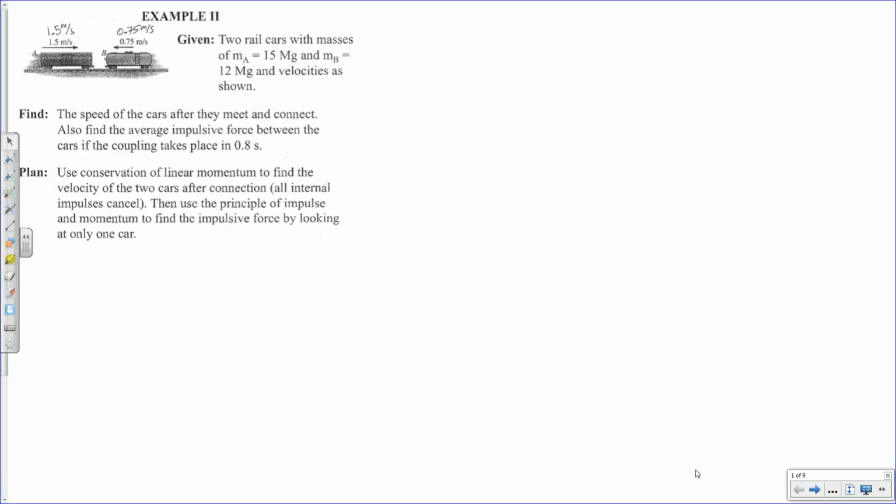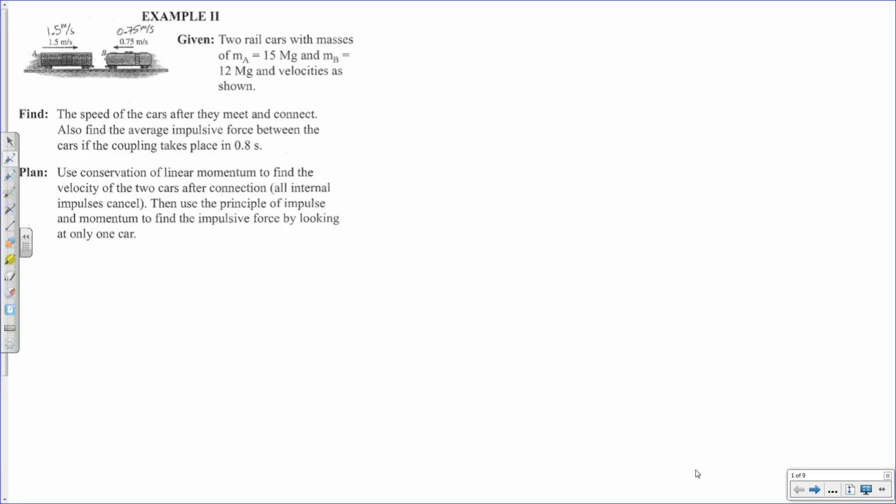Here's a problem that involves two train cars that are coming together and connecting with one another. Two rail cars with masses mA equal to 15 megagrams and mB equal to 12 megagrams, and the velocities are shown. We're tasked to find the speed of the cars after they meet and connect, as well as to find the average impulsive force between the two cars if the coupling takes place over a period of time of 0.8 seconds. So as always, we start by writing down what's provided by this problem.